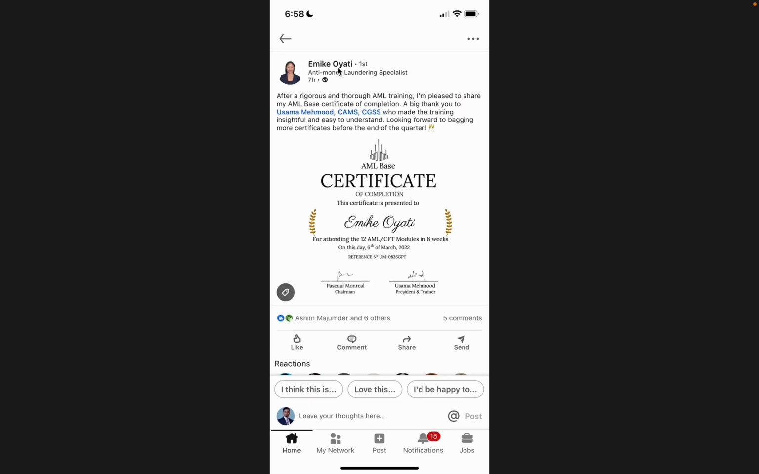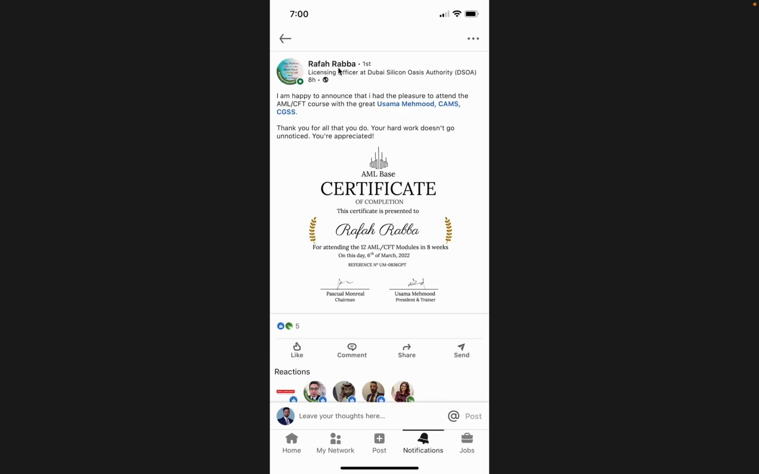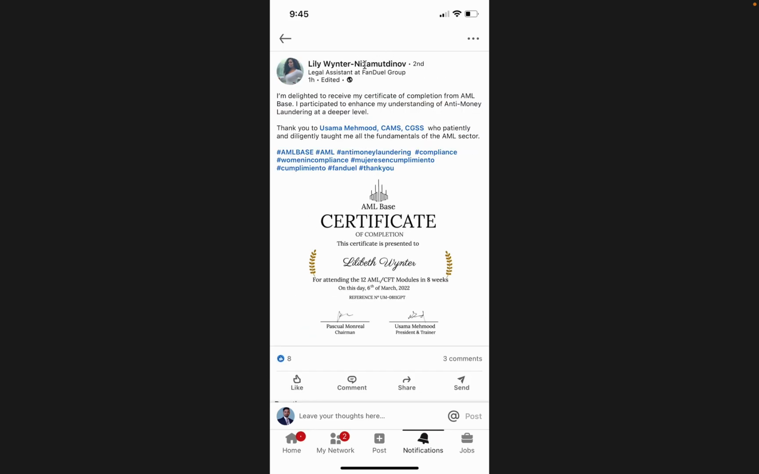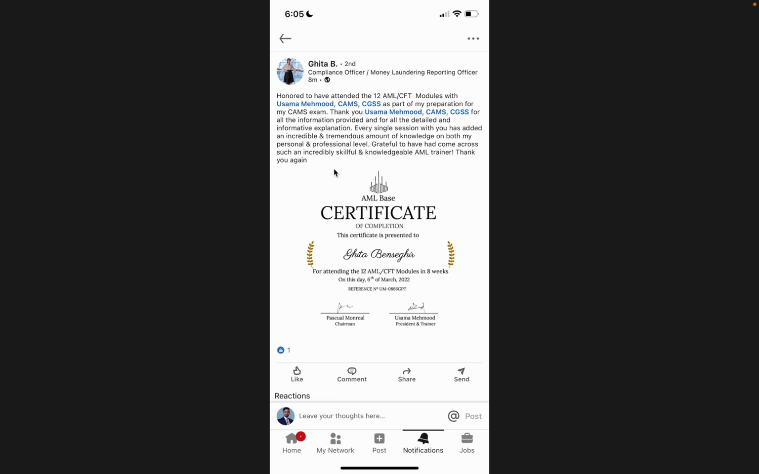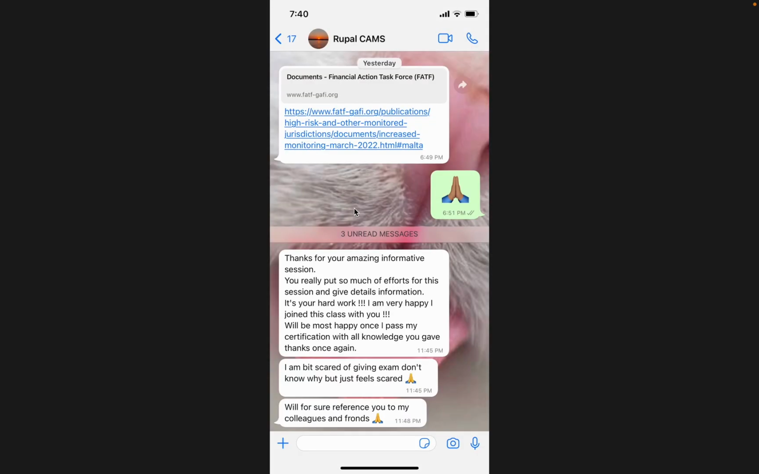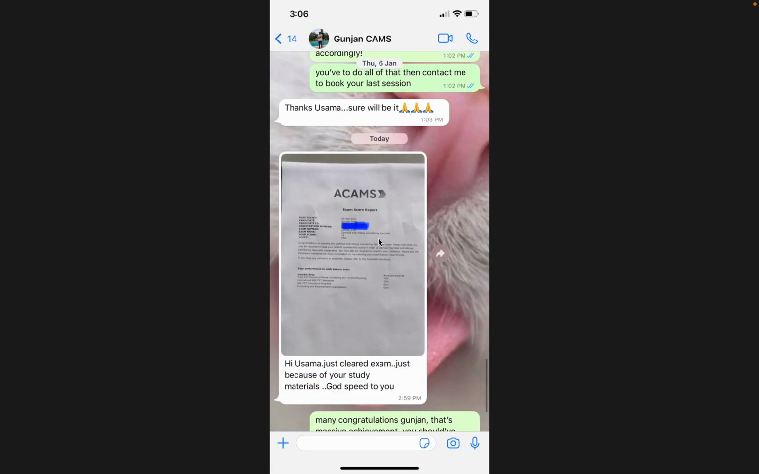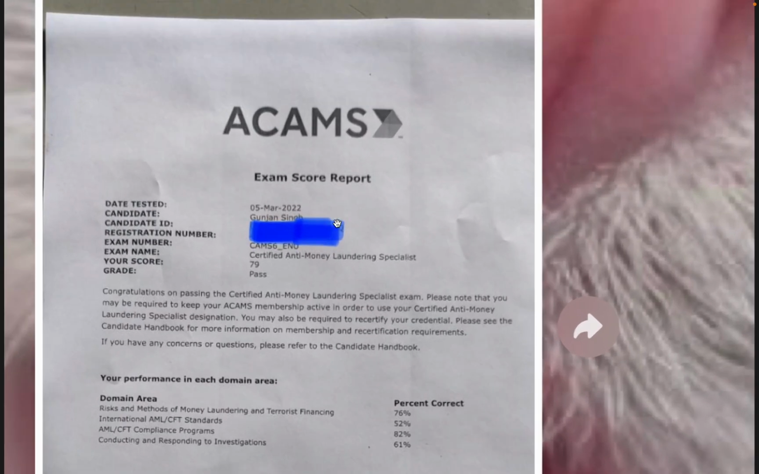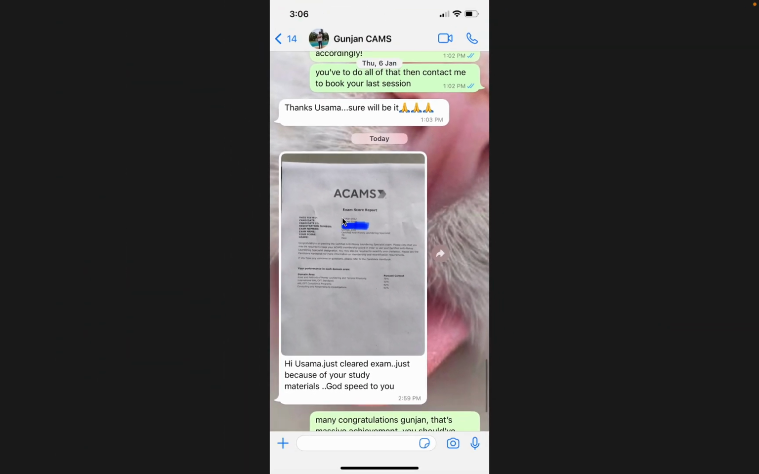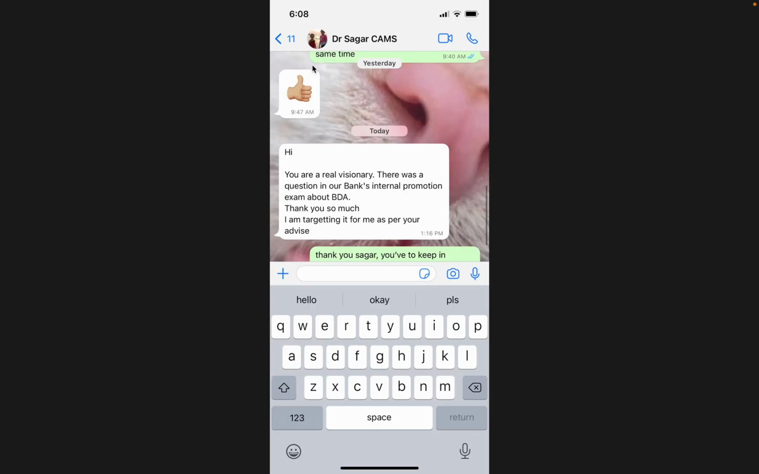Wafa, she passed the exam, from, I think, UAE. Lily, I think, from USA. Geeta, forgot where she's from, I don't remember. She's from Nigeria. Gunjan Singh, most probably from India. Ratif from India. Dr. Sagar, this guy passed the CAMS examination.